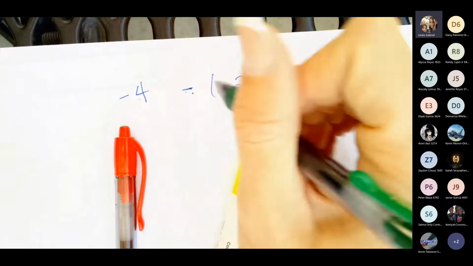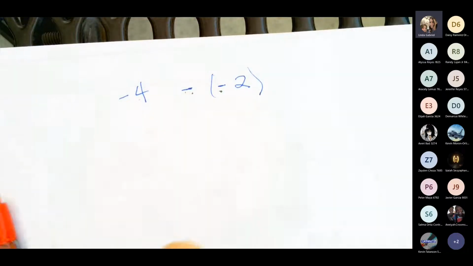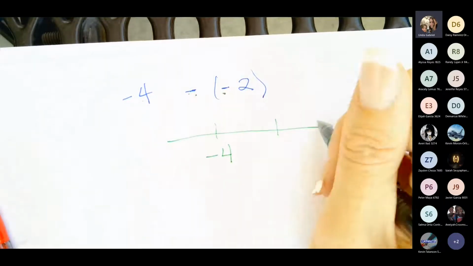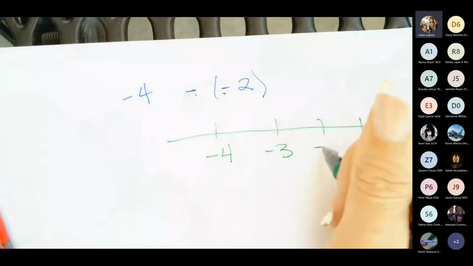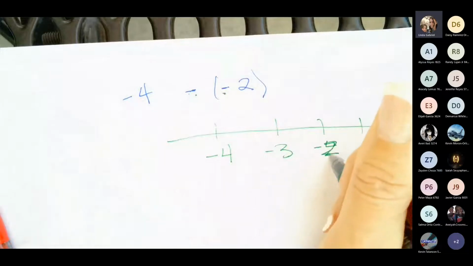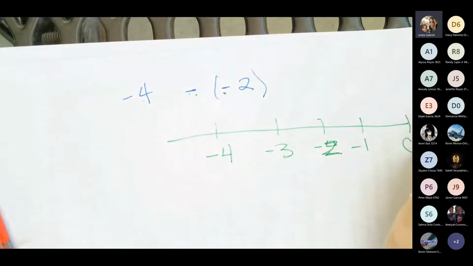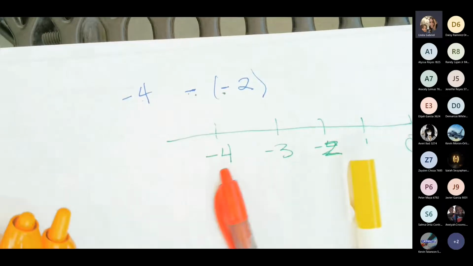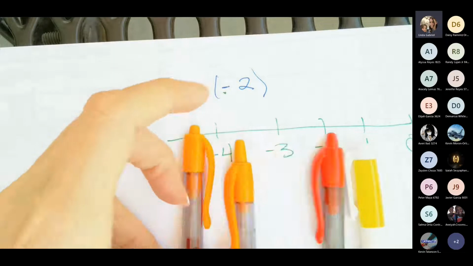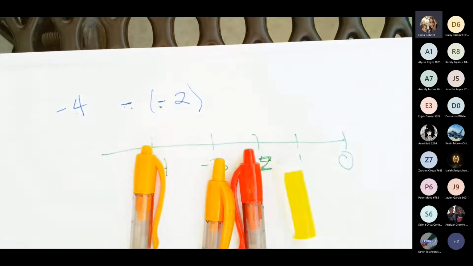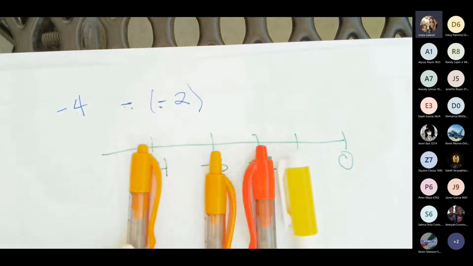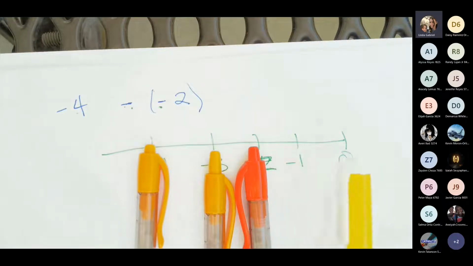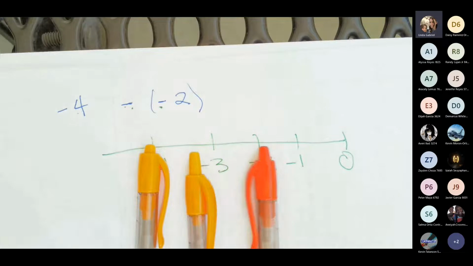I have 2 left, right? If I look at this from a number line point of view, -4, -3, -2, -1, 0. So I'm starting here. I have 1, 2, 3, 4 pins, right? I just keep them here on my negative side. I'm going to take 2 of them away, right? -4, so here's 1, here's 2.